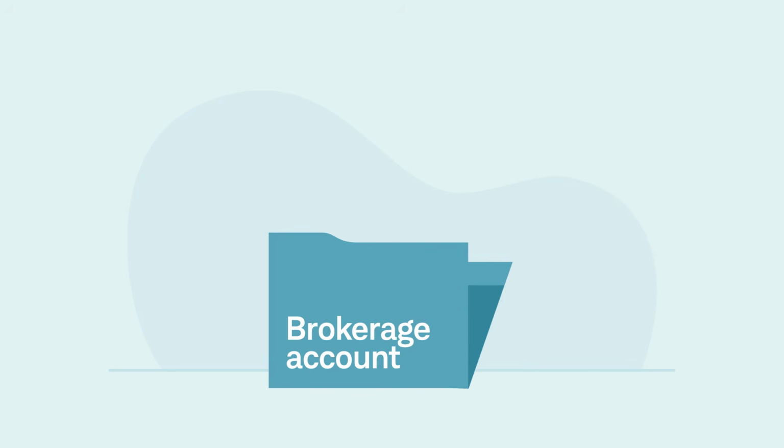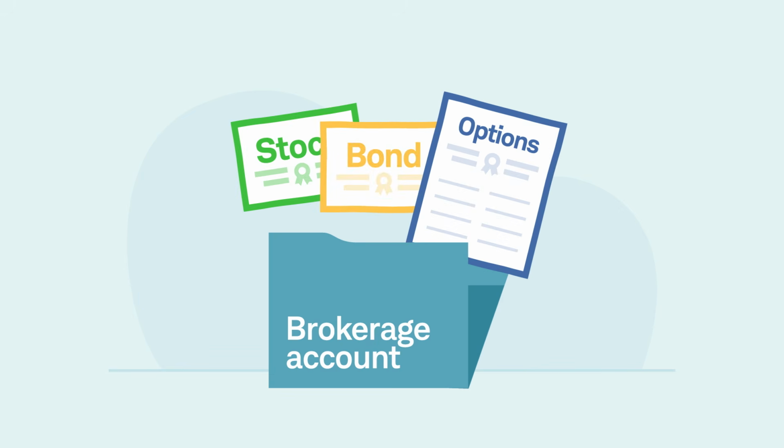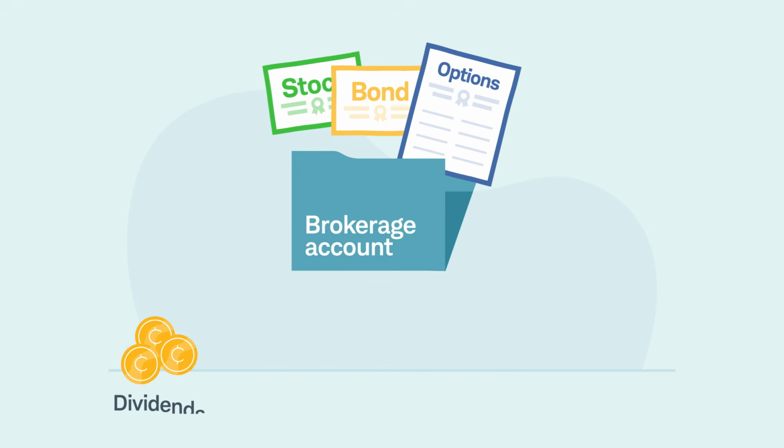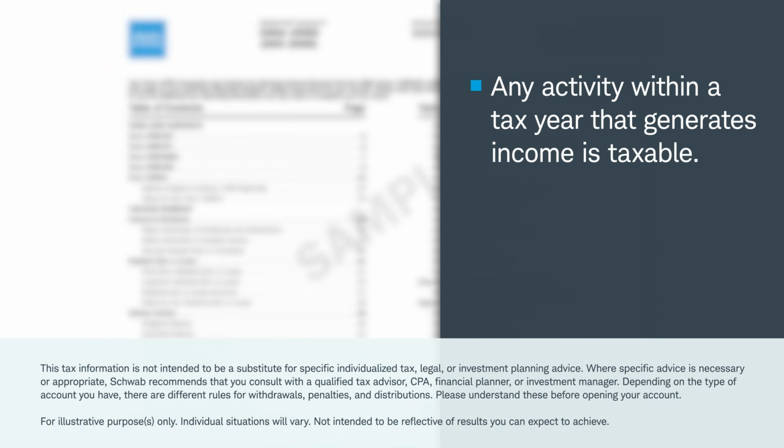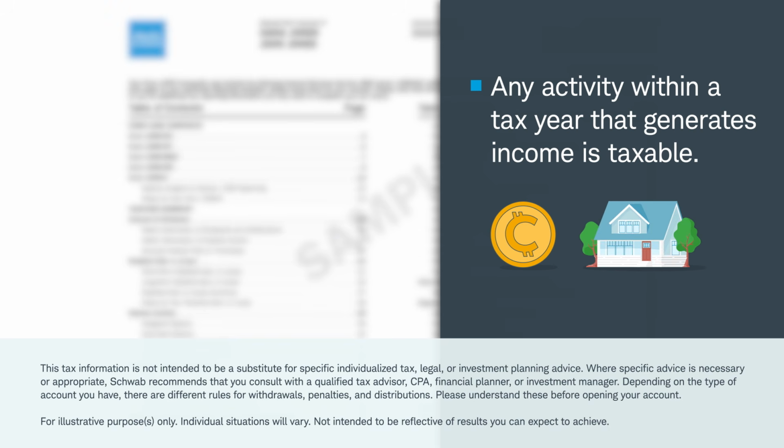For instance, it's likely that the investments in your account, like stocks, bonds, or options, produced income for you during the year. This could be through dividends, interest, or capital gains, which means you'll receive a 1099. Keep in mind, any activity within a tax year that generates income is taxable, even if that information is not reported to you on a tax form, like income from cryptocurrency transactions or rents you receive from a rental property.